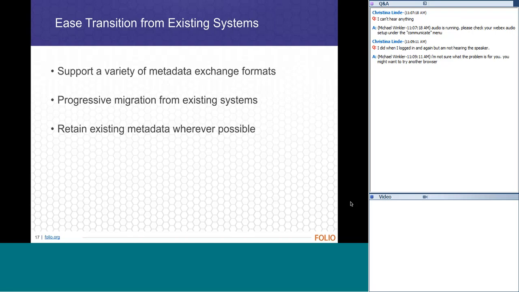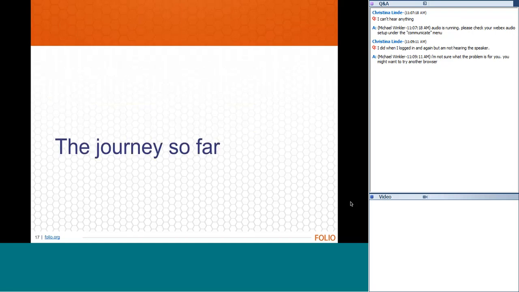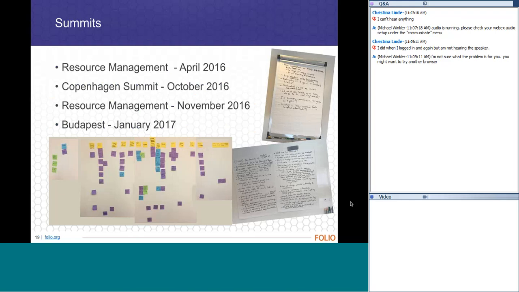And I think that's a topic I'll talk about. So where are we at the moment? I'll whistle through all of this. This is effectively the journey of conversations and ideas that we've been going through.